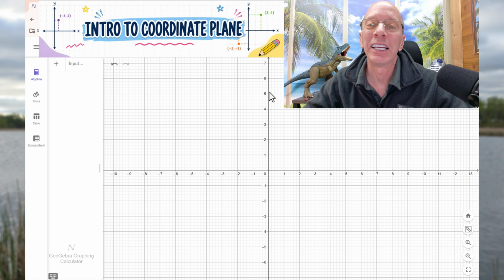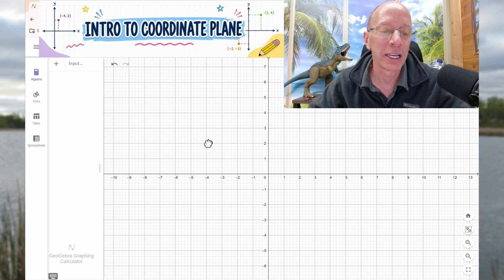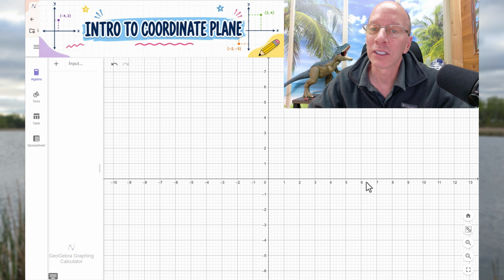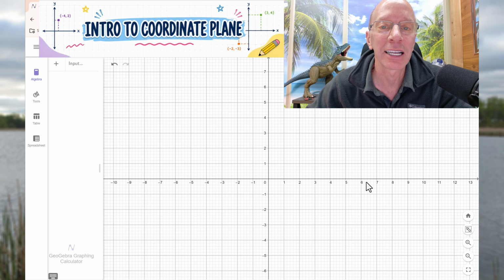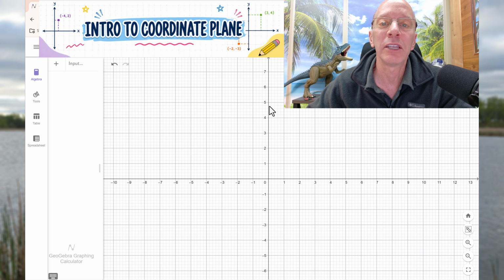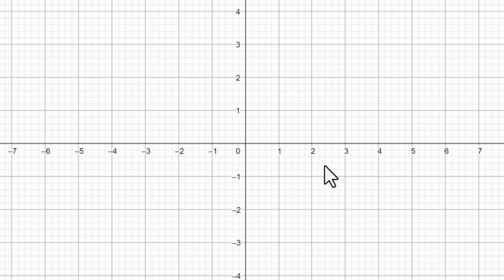Today we're going to go over a short introduction of the coordinate plane. Let's go ahead and take a look at the graph right here. You're going to notice a line that goes across, or horizontal, and that is called the x-axis. Another line that goes up and down is called the y-axis. All right, let's take a little closer look right here.